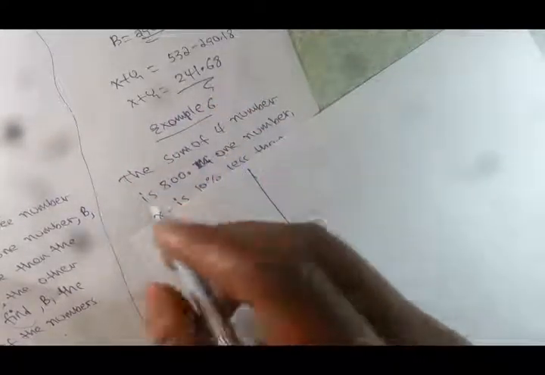Okay, students, we will continue, and example 6 states that the sum of 4 numbers is 400.